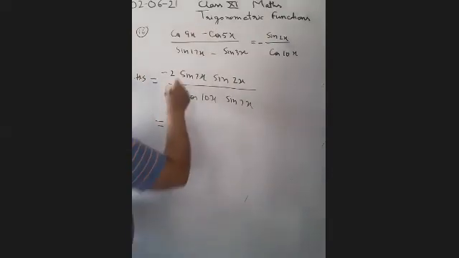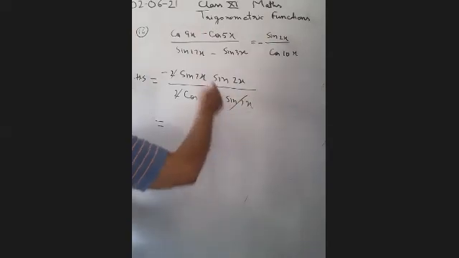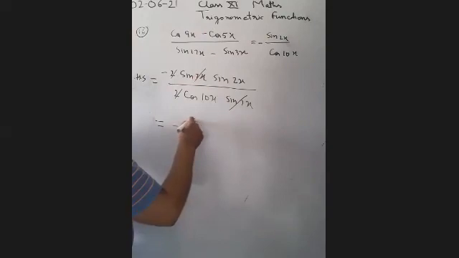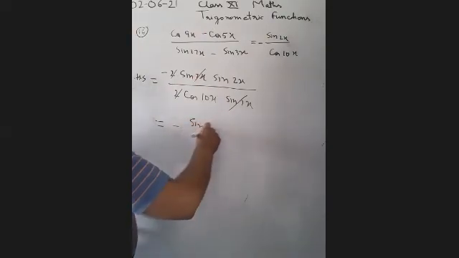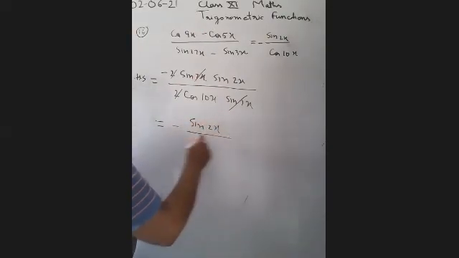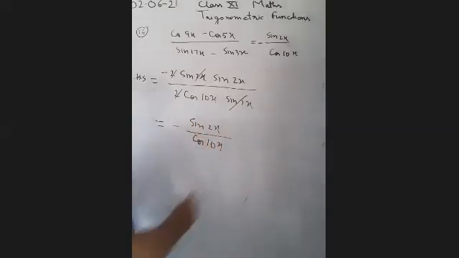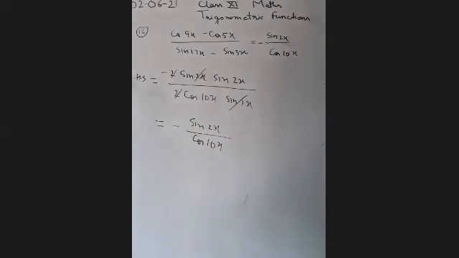So we can cancel 2 with 2. We have cancelled sin 7x with sin 7x. So we get minus sin 2x divided by cos 10x. It is very simple, but you have to use the CD formula only. Wherever you get the condition according to the formula, try to use that one. You will get the answer directly.